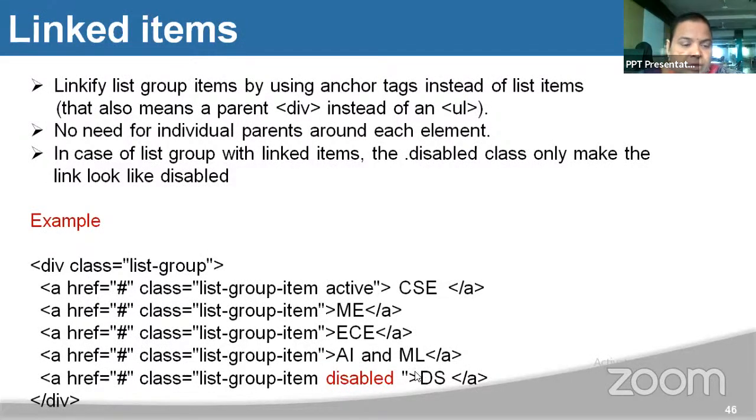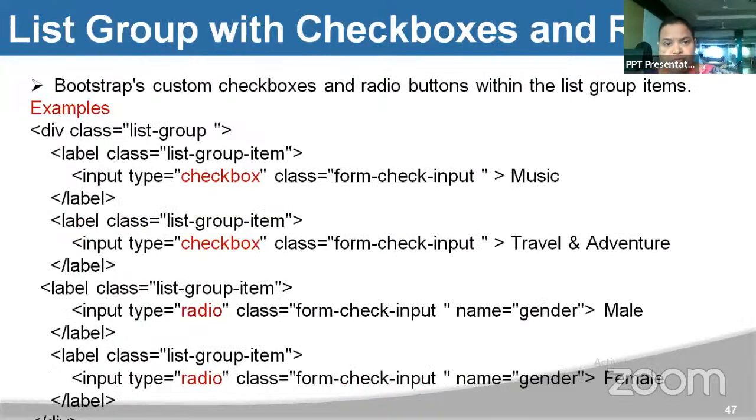How the link gets removed and how the link is disabled were all discussed, using the division tag and its anchor tags in place of UL and LI. Afterwards, you can go for the list group with checkboxes and radio buttons. How to use, for example, buttons in place of checkboxes and radio buttons: Bootstrap custom checkboxes and radio buttons with your list group items.